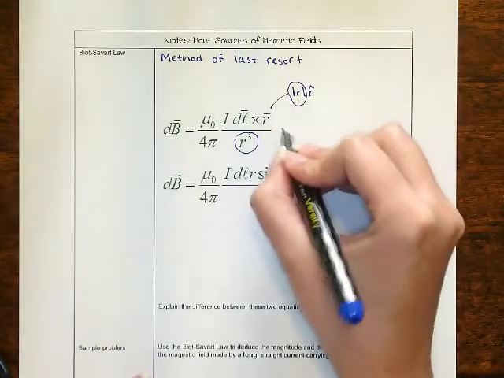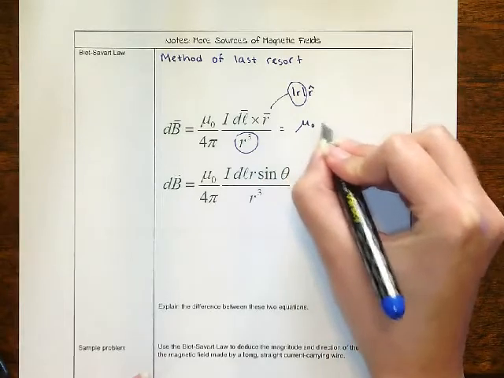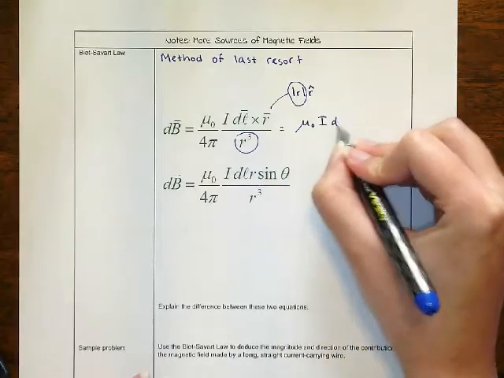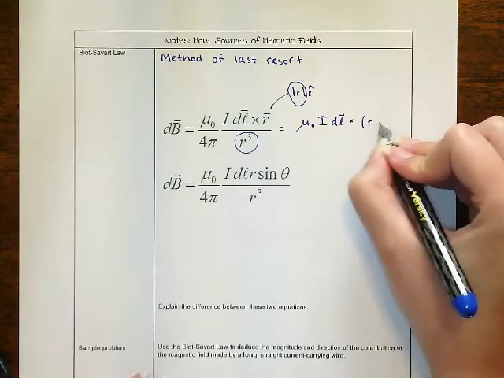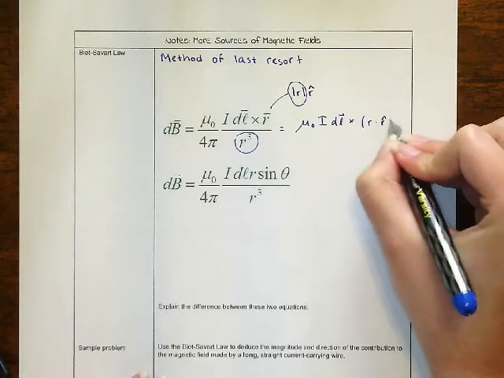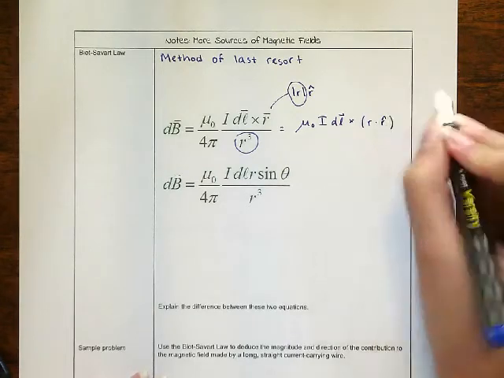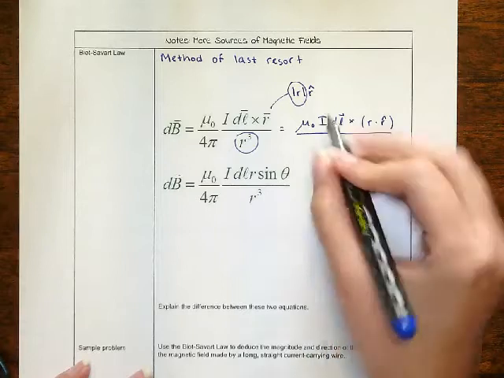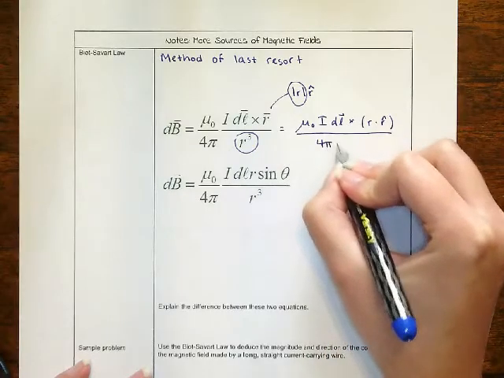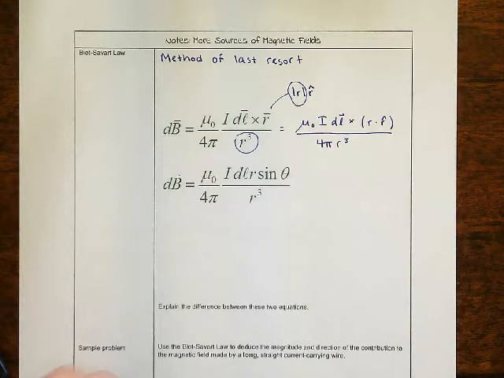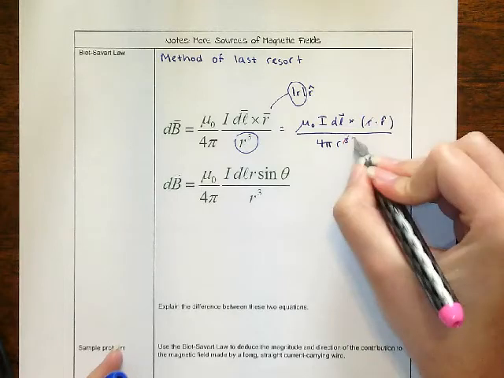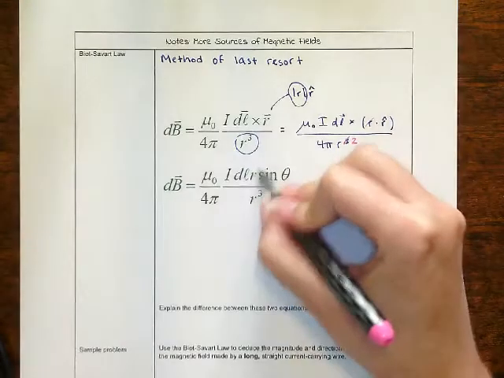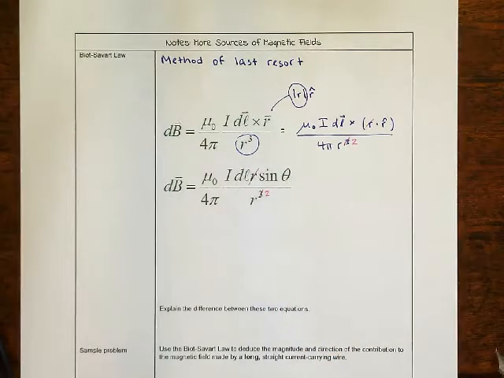Okay, so we can rewrite this as mu naught times I dl cross r times the unit vector r. So that just is the direction. Okay, all divided by 4 pi r cubed, and we are able to cancel out one of these r's with that cube in the bottom, so this will become r squared. Okay, we got excited. There you go.